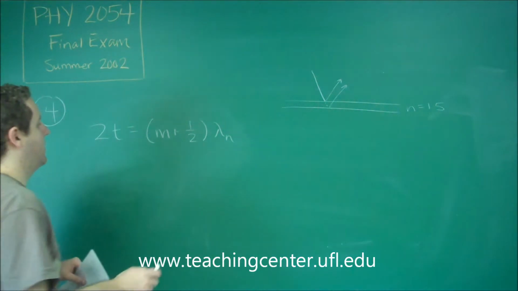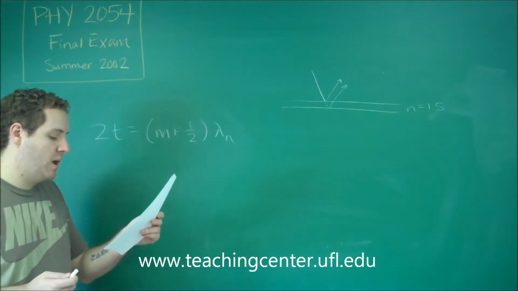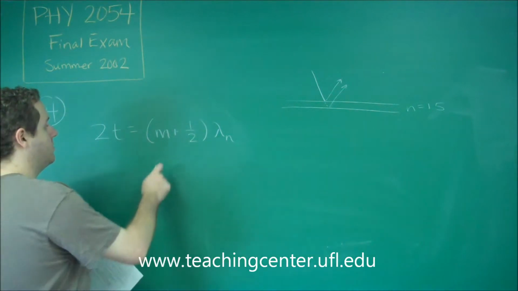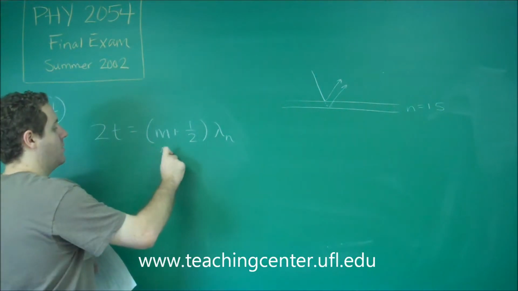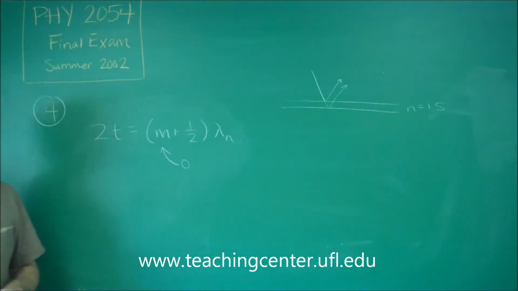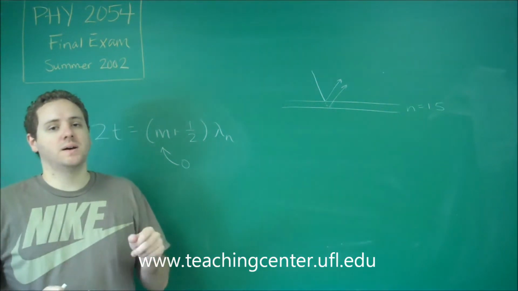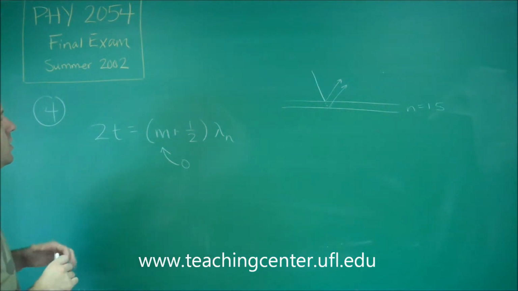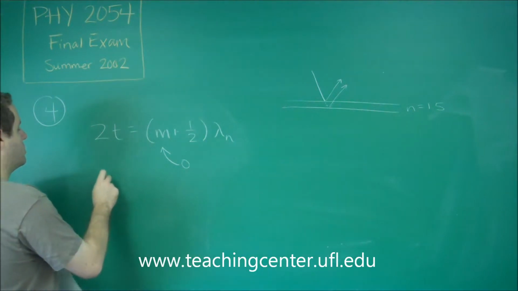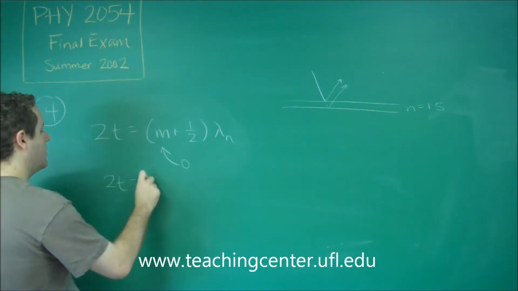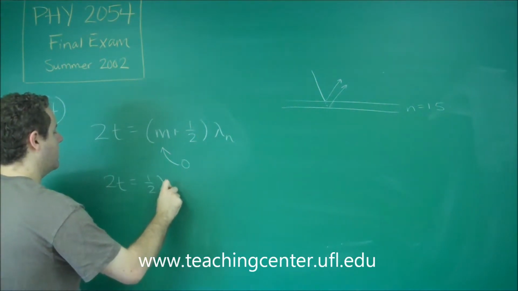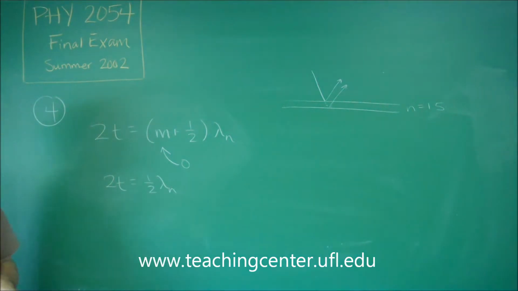So first what we need to find is, in this case, the minimum thickness. What that should tell you is that we want the m equals 0 case, the smallest one that we could possibly have. We're trying to find the thickness, so we really just have this now: 2t equals 1/2 lambda n.